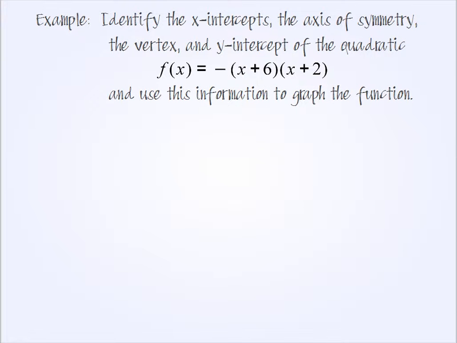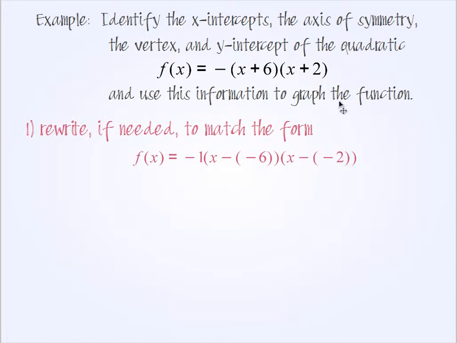Okay, so let's take a look. Here's our first example. We have f of x equals negative, remember that really means -1, times (x plus 6) times (x plus 2). We need to find the x-intercepts, the axis of symmetry, the vertex, and the y-intercept. Okay, and then we're going to take all that information and put it on a graph.